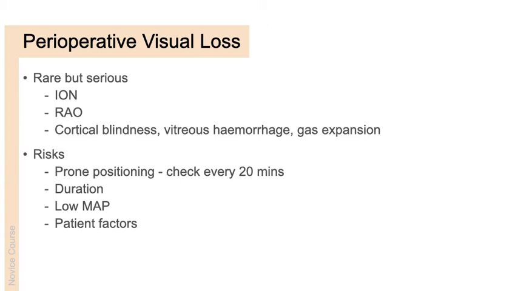Other causes of peri-operative visual loss are cortical blindness, so that's something that's happened actually within the grey matter in the posterior lobes. Vitreous hemorrhage or gas expansion that might have occurred with eye surgery, or depending on what sort of anaesthetic choice you might have given with nitrous oxide.